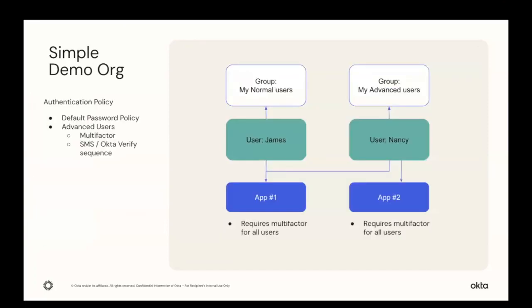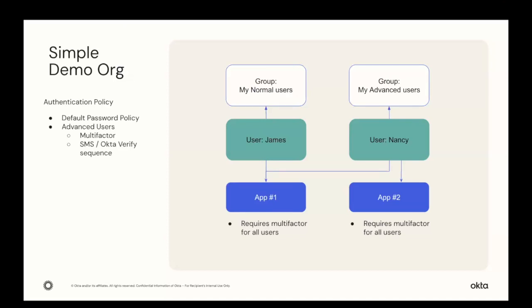Great, Brian. Thank you. So as you can see on this slide, we have created a very simple org. We've actually created two versions of this org, so we cloned it. It has a default password policy and a group of users, advanced users, which are prompted for MFA upfront, and the other normal users are not prompted for MFA upfront. Two users, James and Nancy, and two applications. You will see that those applications are extremely simple. They are bookmark apps, and they require multi-factor for all users.